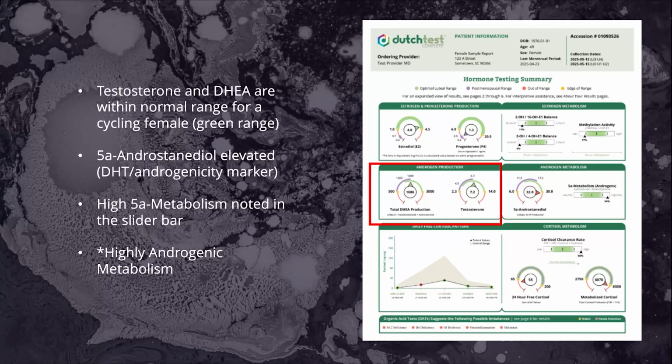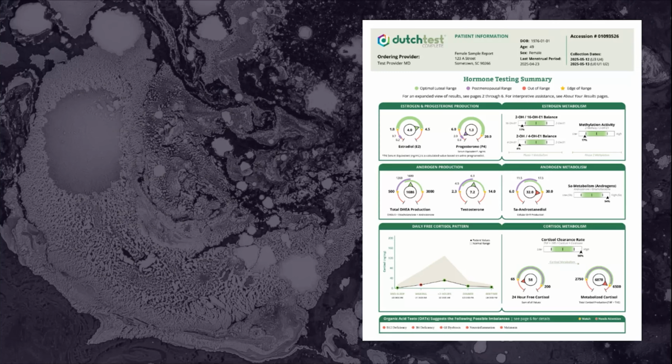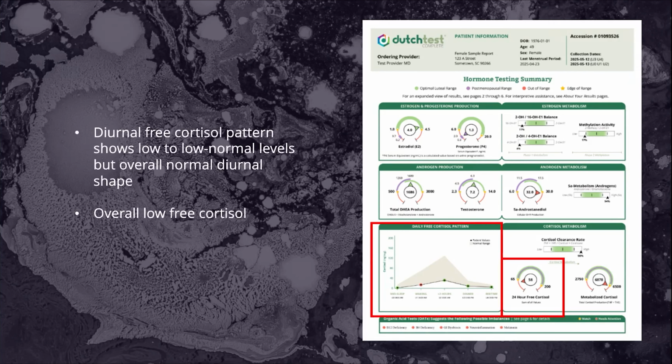If we move to the androgens next, we can find the DHEA here and testosterone, both within their normal green ranges for a cycling female. But when we look at the androgen metabolism, we notice right away the 5-alpha androstanediol is elevated, and the 5-alpha metabolism of DHEA in the slider bar shows us the 5-alpha reductase activity is high in the DHEA metabolism as well. So we might suspect this patient could be experiencing acne or hirsutism, irritability, or possibly scalp hair loss, with this type of lab presentation.